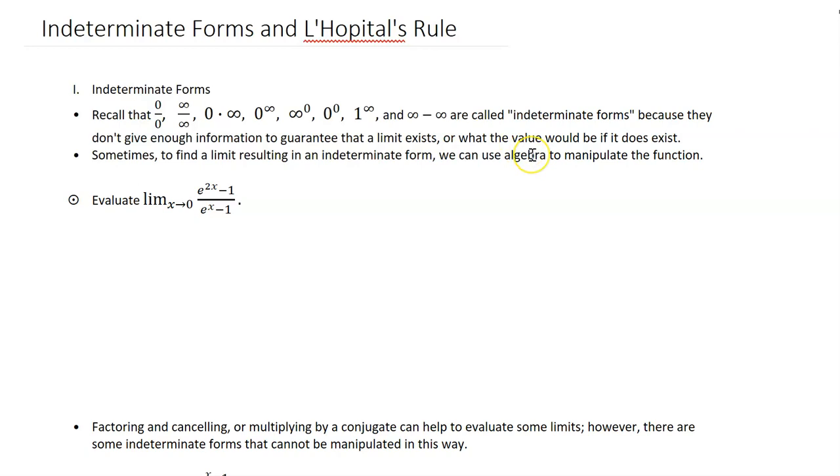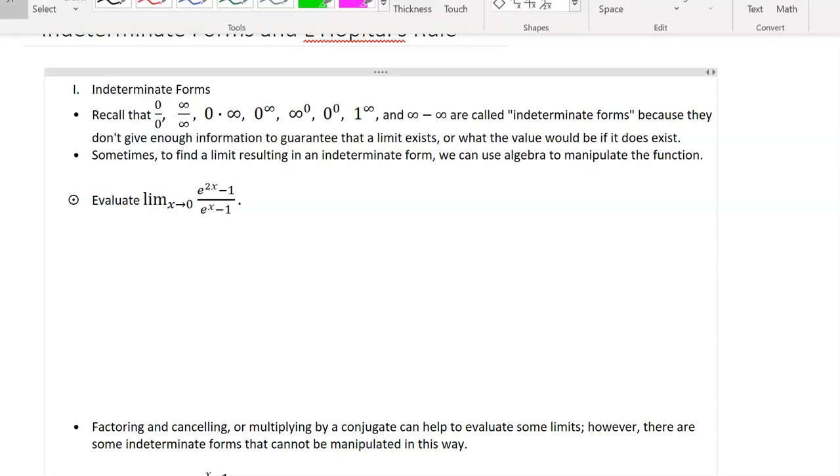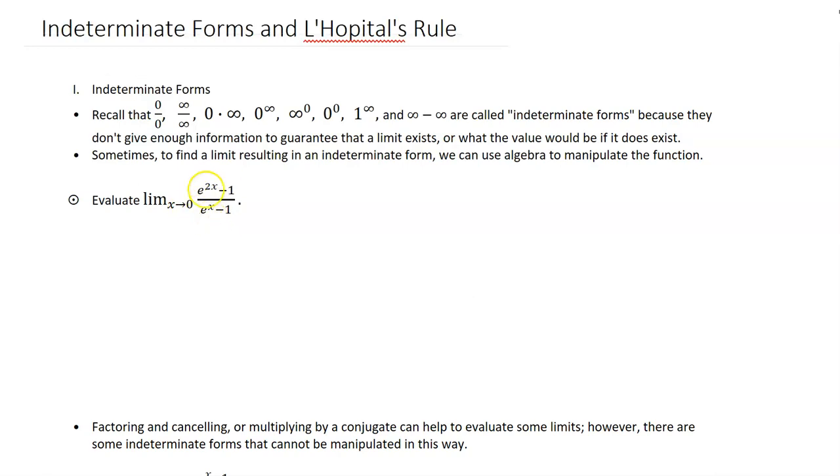if it does exist. Sometimes to find a limit resulting in an indeterminate form, we can use algebra to manipulate the function. So for something like this, I've got the limit as x approaches 0 of e to the 2x minus 1 divided by e to the x minus 1. So you know that if you were to try to plug the 0 directly in here, you would get 1 minus 1 and 1 minus 1, which would give you 0 over 0, which would be this indeterminate form. So we can't do that because you can't divide by 0.